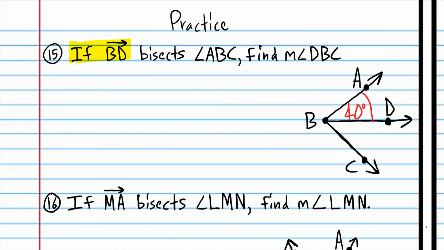If ray BD bisects angle ABC, find the measure of angle DBC. So this ray bisects this angle here, which means it cuts it in half. So this length is equal to this length. So you don't really even need to show any work to know the answer. Obviously, it's 40 degrees, right? But just to show that we're using that idea of an angle bisector, we're going to write angle ABD.